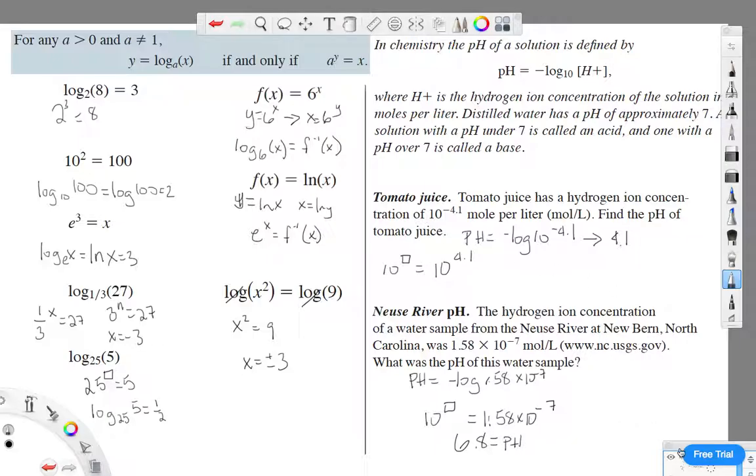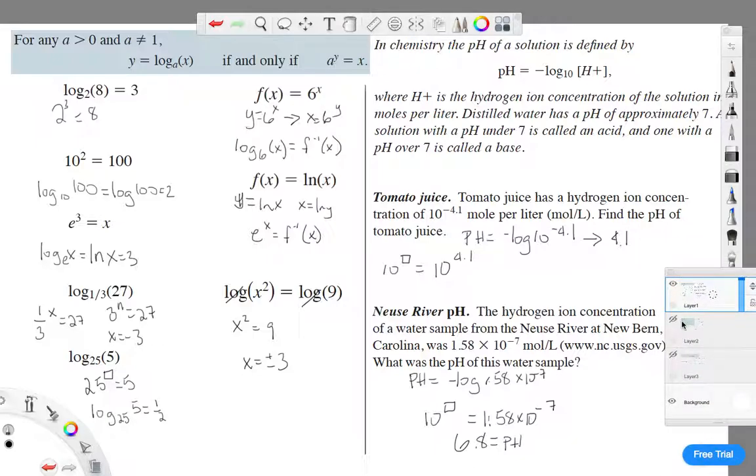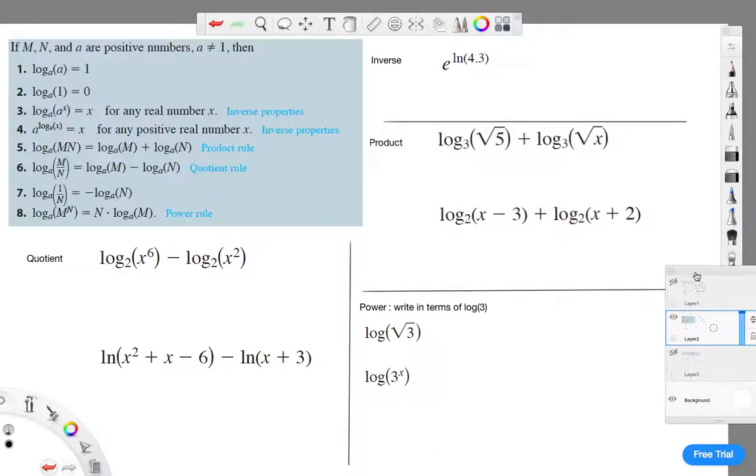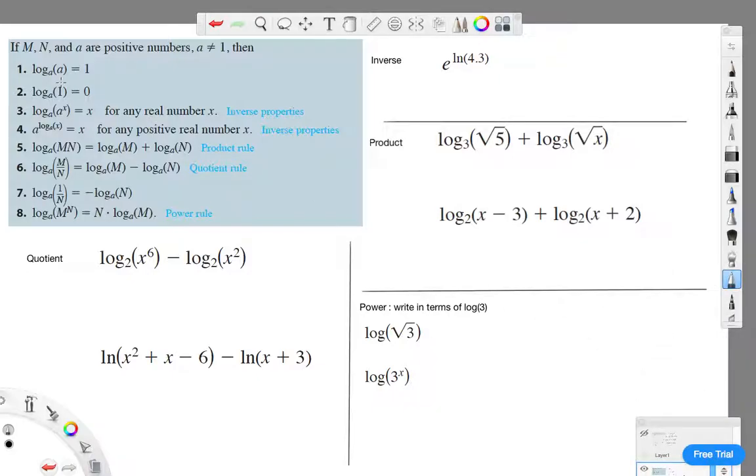Okay, let's go on to a few more applications and rules. So here we have some basic rules for logs. Remember, if m and n are positive numbers and a does not equal 1, then log base a of a equals 1. Basically, a to the first power equals a, that's our laws of exponents. A to the 0 power equals 1, again, laws of exponents. A to the log base a of x equals x, so these would cross off.